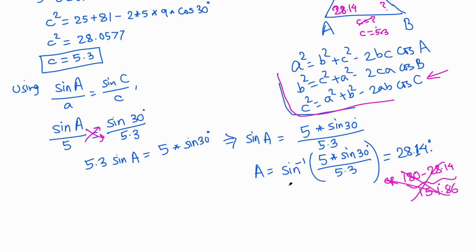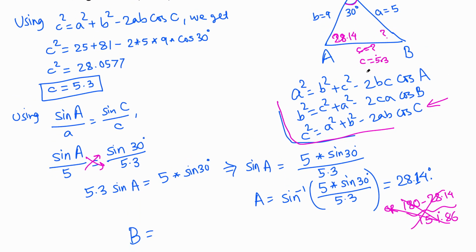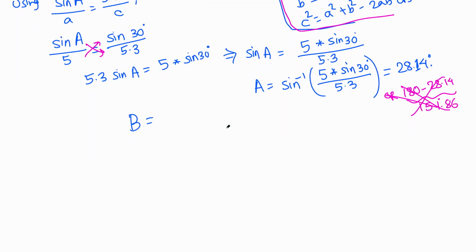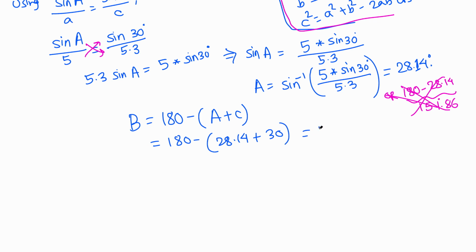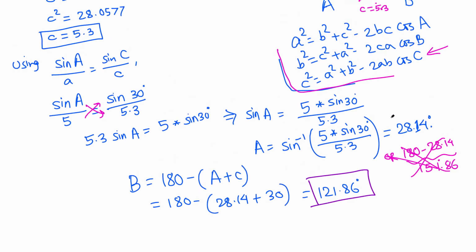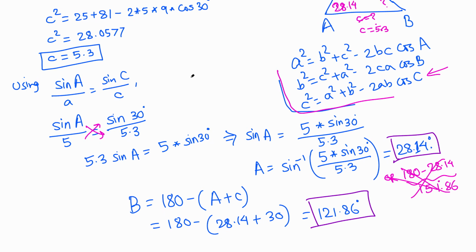So 28.14 is angle A. Now we can find the final angle, which is B. That's easy because the sum of three angles is 180. So B is just 180 minus the sum of the remaining, 180 minus A, which we just found, 28.14, plus C, which was given, 30. Use your calculator, 121.86. Okay, so we got all three unknowns. This is B, this is A, and here comes C.